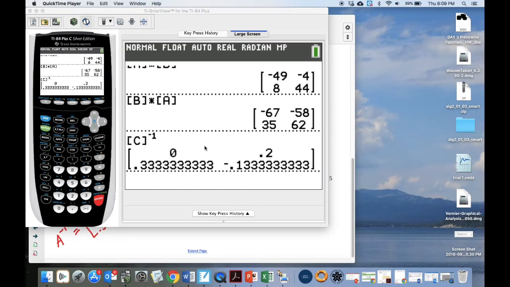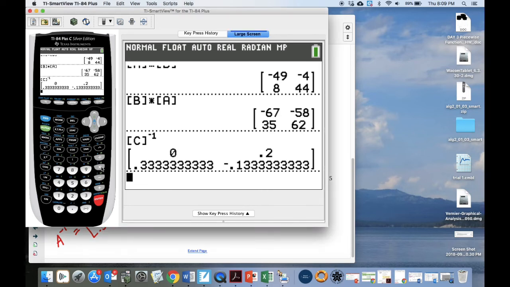Okay, let me show you how to use your new matrix. When you found the inverse of A, now mine's called C on my screen, but it really is the inverse of A. When I do that, I get this matrix, 0, 0.2, 0.3 repeating, and negative 0.13 repeating. Now, if I want to multiply that times matrix B, all I have to do is leave that on your screen, and if you just hit times, and now it says Ans times. That means it's going to take that matrix and multiply it times whatever you say to multiply it by. We want to multiply it by matrix B.